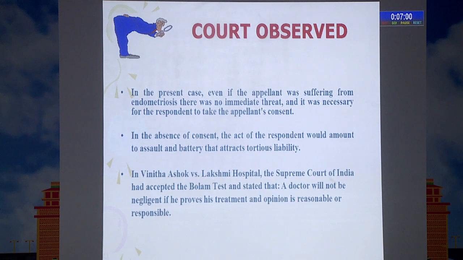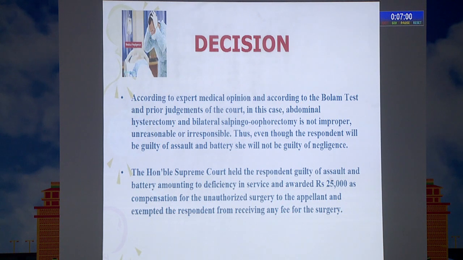In Vinita Ashok versus Lakshmi Hospital, the Supreme Court of India had accepted the Bolam test and stated that, this sentence is very important, a doctor cannot be negligent if he proves his treatment and opinion is reasonable or responsible. So the decision was, according to expert medical opinion, according to the Bolam test and prior judgments of the court, in this case abdominal hysterectomy and bilateral salpingo-oophorectomy is not improper, unreasonable or irresponsible. Thus, even though the respondent will be guilty of assault and battery, she will not be guilty of negligence.